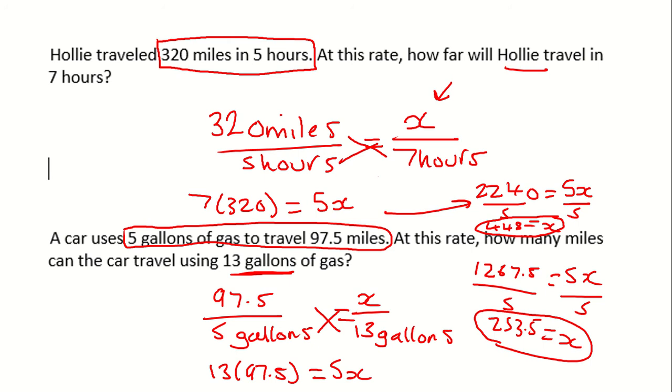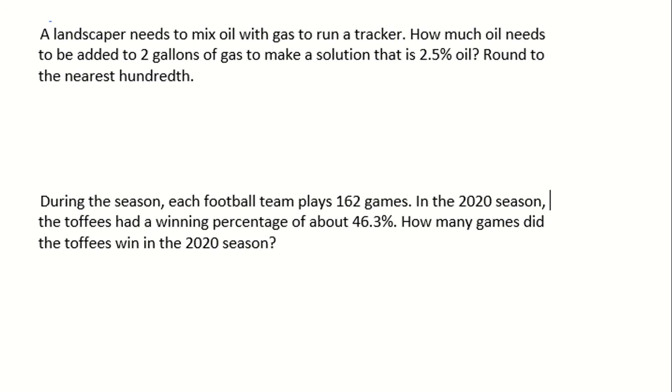And now we're going to do one more example. These questions are a little bit harder. Again, there are many ways to answer this question, but I'm just going to pick a certain way that I think might be a little bit easier. So the first question: a landscaper needs to mix oil with gas to run a tractor. Okay, so we're mixing oil with gas in a tractor.